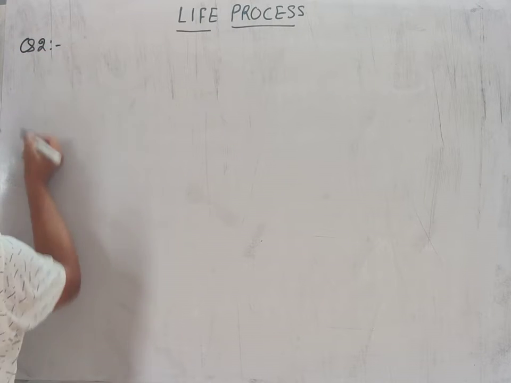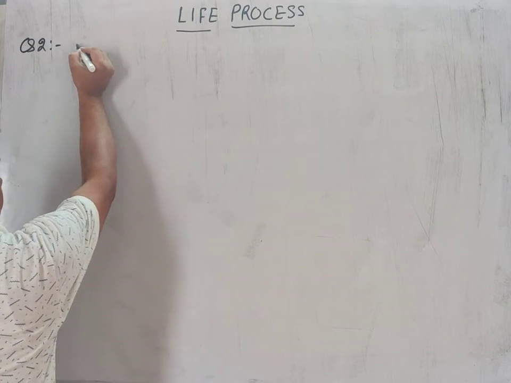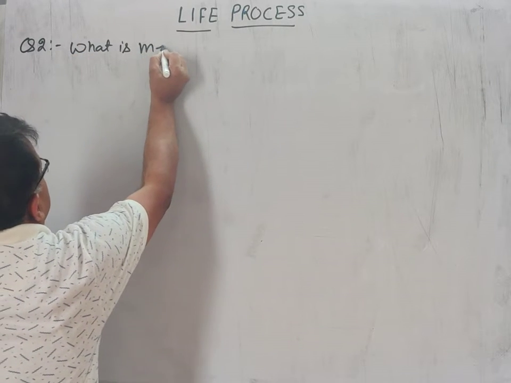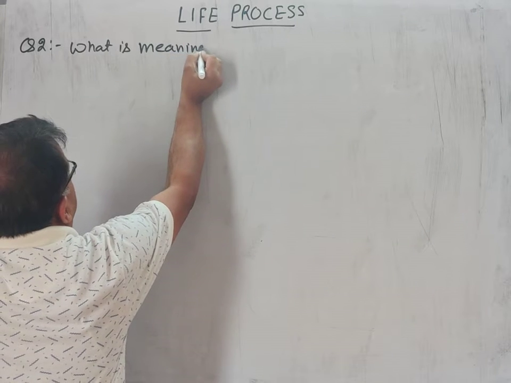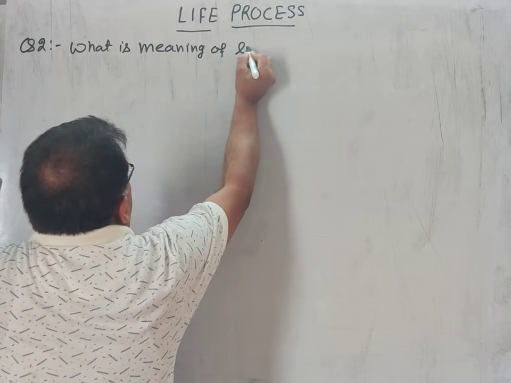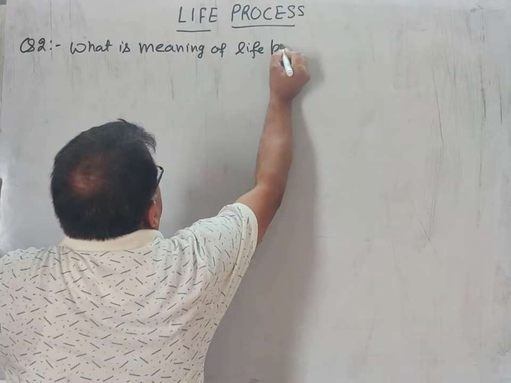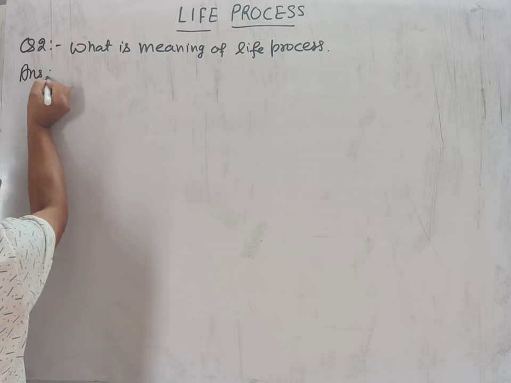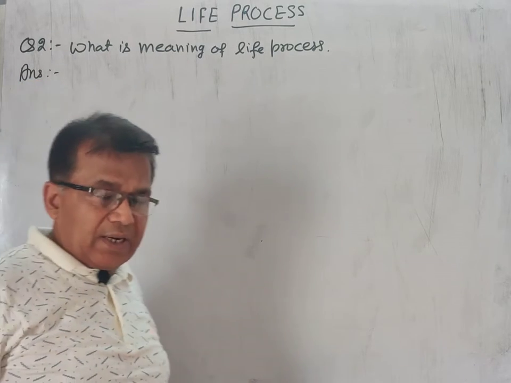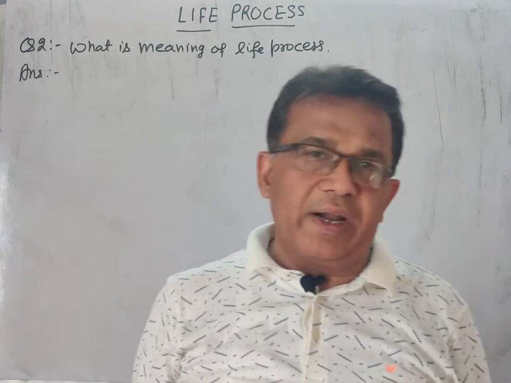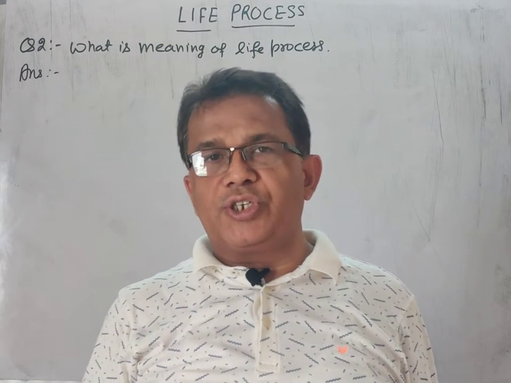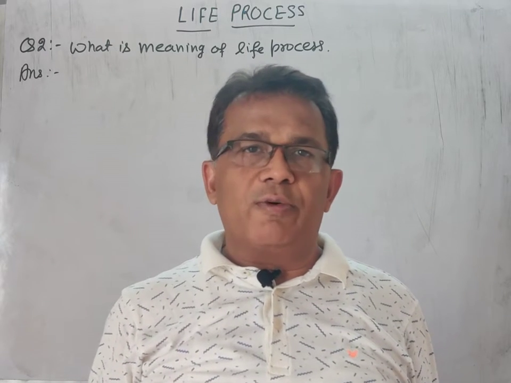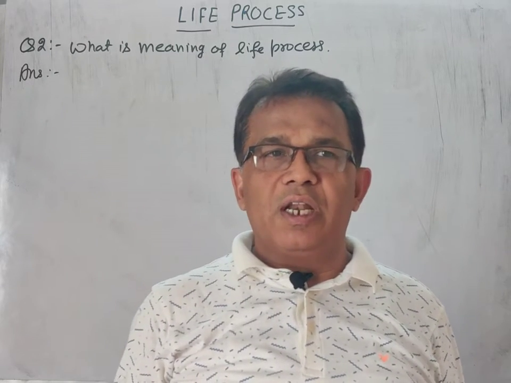Question 2 or point number 2 is, what is meaning of life process? The answer is that the process which are necessary for life, which are necessary to maintain life, process like nutrition, respiration, transportation, excretion, they are necessary for maintenance of life. Therefore, they are known as life processes.